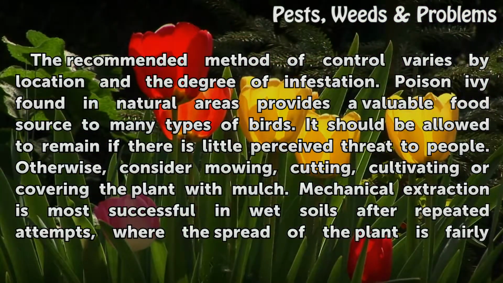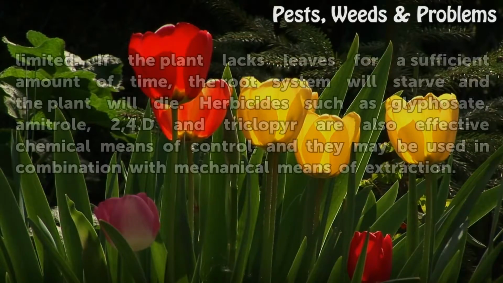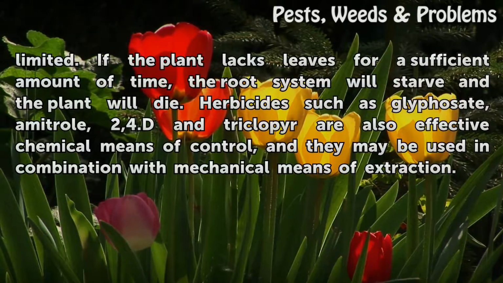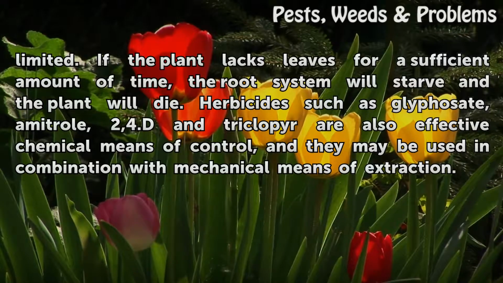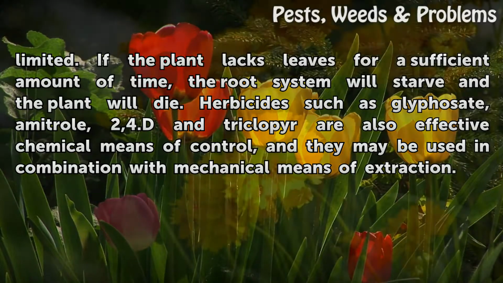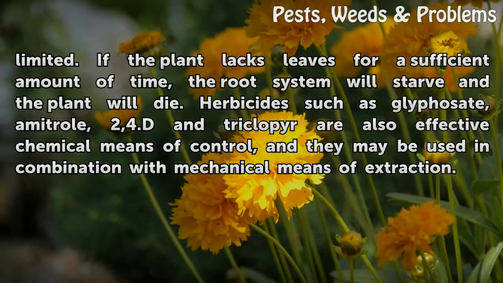Mechanical extraction is most successful in wet soils after repeated attempts, where the spread of the plant is fairly limited. If the plant lacks leaves for a sufficient amount of time, the root system will starve and the plant will die. Herbicides such as glyphosate, amitrol, 2,4-D and triclopyr are also effective chemical means of control, and they may be used in combination with mechanical means of extraction.